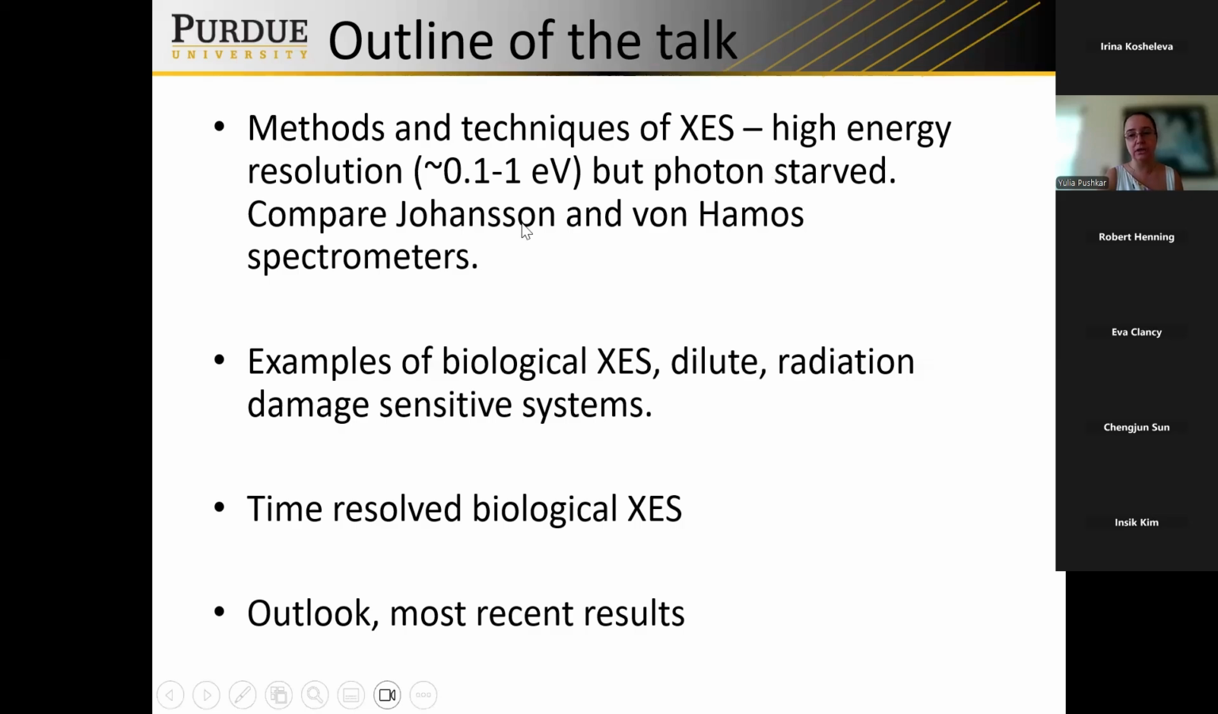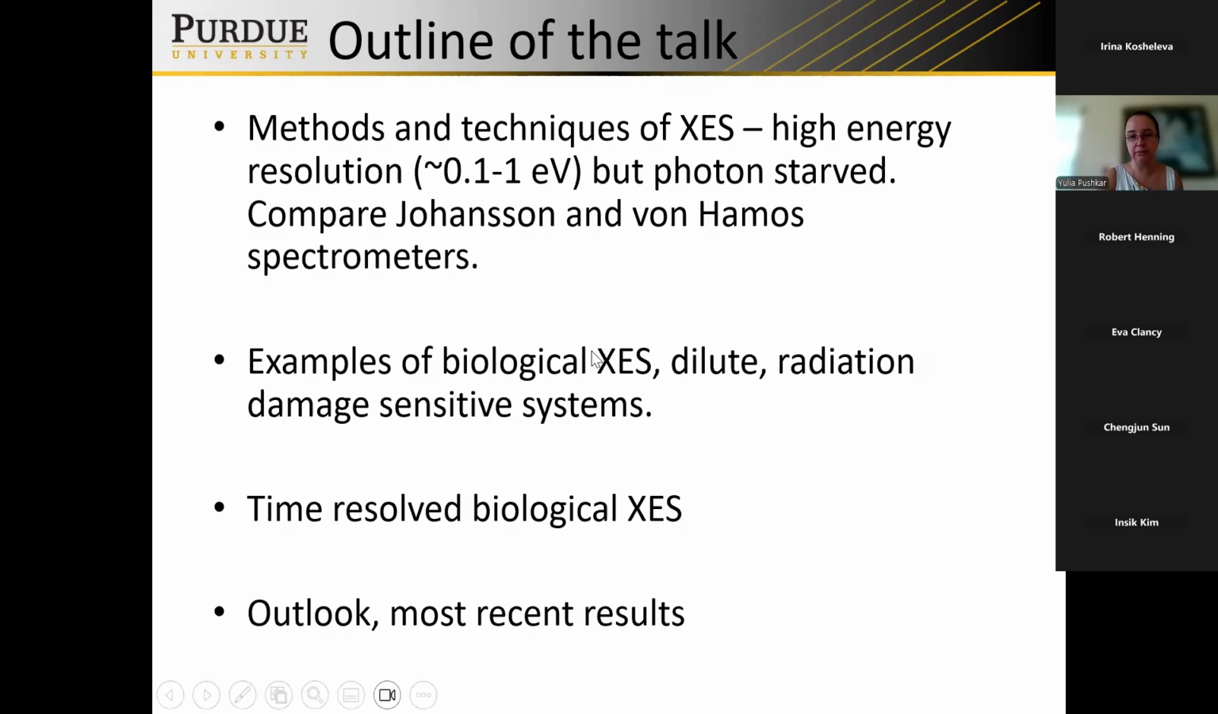And we'll talk a little bit about the spectrometer. So we will compare Johansson and Von Hamos techniques. And this goes back to the beginning, the 1930s of the previous century. So X-ray optics was well understood already at that time, and people could make analyzers. Biological applications came significantly later with hard X-rays and third generation synchrotrons, and I'll show you.